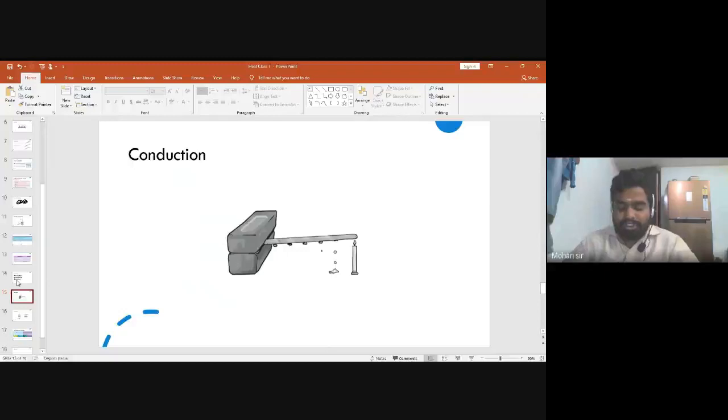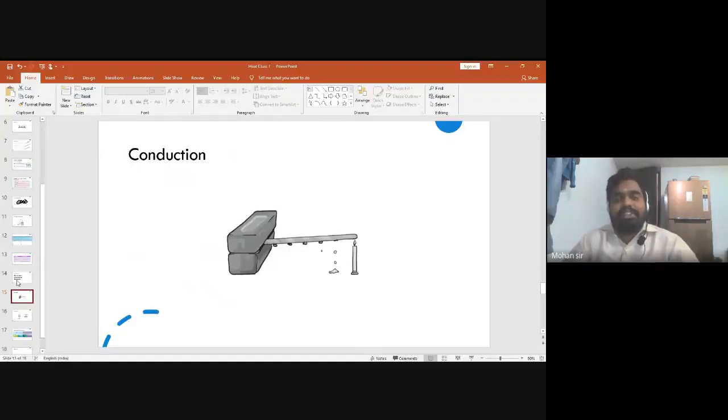From which end to which end is it getting transferred? It is getting transferred from the hotter end to the colder end. So if the heat gets transferred from the hotter end to the colder end, that mode of heat transfer is called conduction. When we speak about conduction, the substances which conduct heat, or transfer heat from the hotter end to the colder end, are called conductors. They allow heat to pass through them.